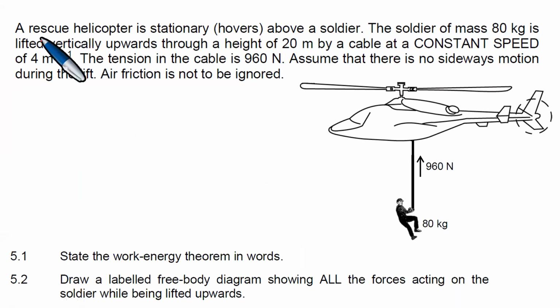To start with, we are looking at a rescue helicopter. It's stationary. In other words, it hovers above a soldier. The soldier of mass 80 kilograms is lifted vertically upwards through a height of 20 meters by a cable at a constant speed of 4 meters per second. The tension in the cable is 960 newtons. Assume that there is no sideways motion during the lift. Air friction is not to be ignored.